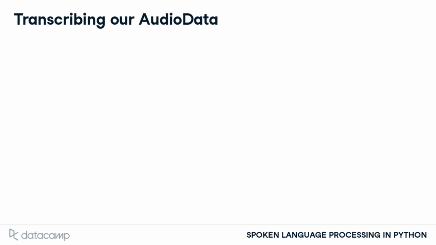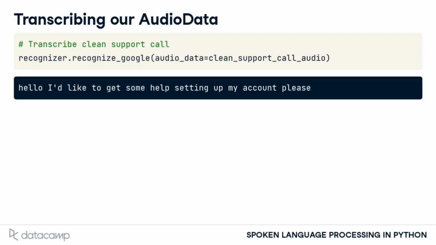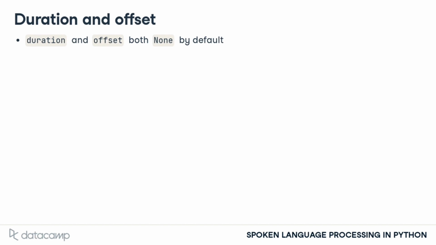Now our clean_support_call_audio is in the AudioData format. Let's call recognize_google and pass it our instance of AudioData. Much better. Before you try it out for yourself, there are two parameters of the record method you should know about: duration and offset.